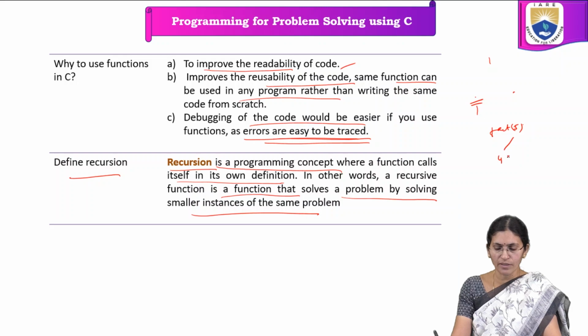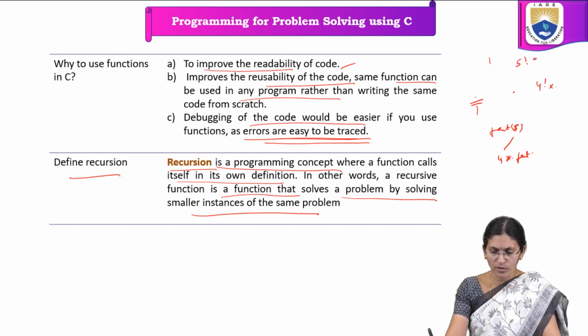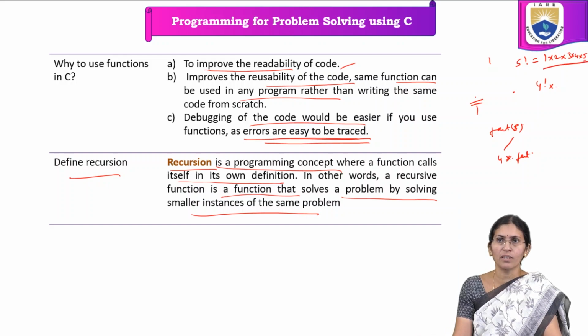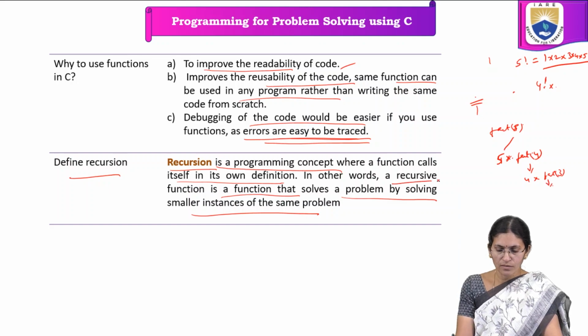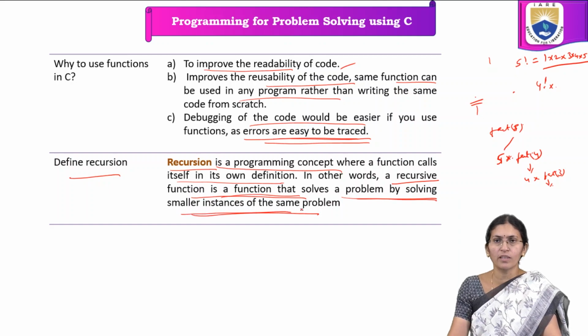This is again divided into 4 into factorial of 4. 5 factorial is given by 1 into 2 into 3 into 4 into 5. So in order to calculate this, we compute it as 5 into factorial of 4. This is again divided into 4 into factorial of 3. In this way, a recursive function is a function that solves a problem by solving smaller instances of the same problem.